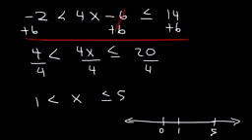So x is greater than 1, but not equal to it. So we need an open circle shaded to the right. X is less than or equal to 5. So we need a closed circle shaded to the left. So it's between 1 and 5. But at 1, we have an open circle, and at 5, we have a closed circle.